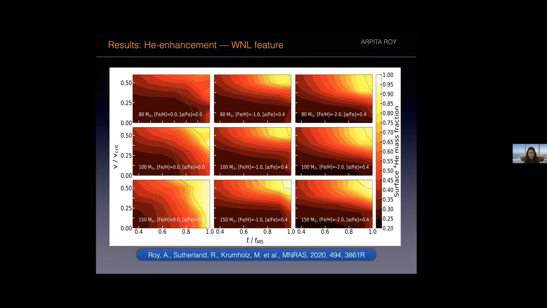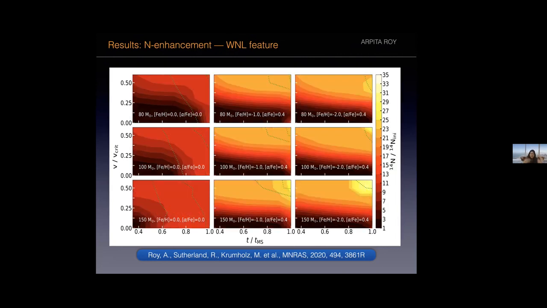Now you can see that in all of these cases, when you have rotation rates v/v_crit of 0.4 and above, irrespective of their masses and metallicities, all of them show WNL features, with surface helium mass fraction greater than 40%. The same goes with nitrogen, in the sense that nitrogen enhancement happens. I'm not saying the same mass fraction, but here I am showing the nitrogen abundances normalized to the initial nitrogen mass fraction. And you can see that the enhancement is of the order of 10 to 11 times to almost 30 times, depending on the metallicities and rotation rates.